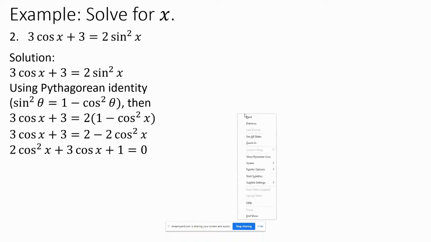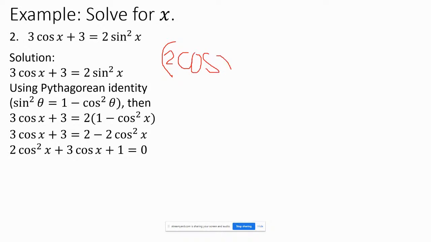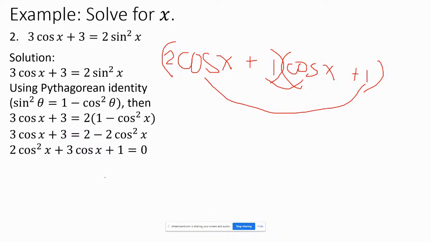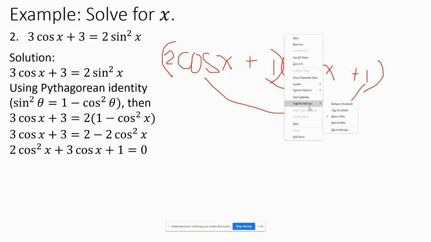Okay? So again, factoring. Can it be factored, sir? Try. 2 cosine x, then cosine x. This is 1, and this is 1. It should be positive 1 because the middle term is positive. So this is positive cosine, this is 2 cosine, and the middle gives 3 cosine x. So our factors are correct: 2 cosine x plus 1 and cosine x plus 1.